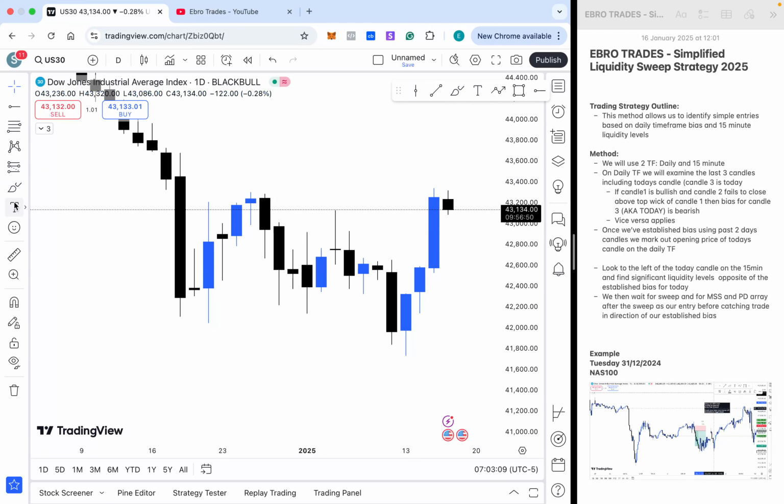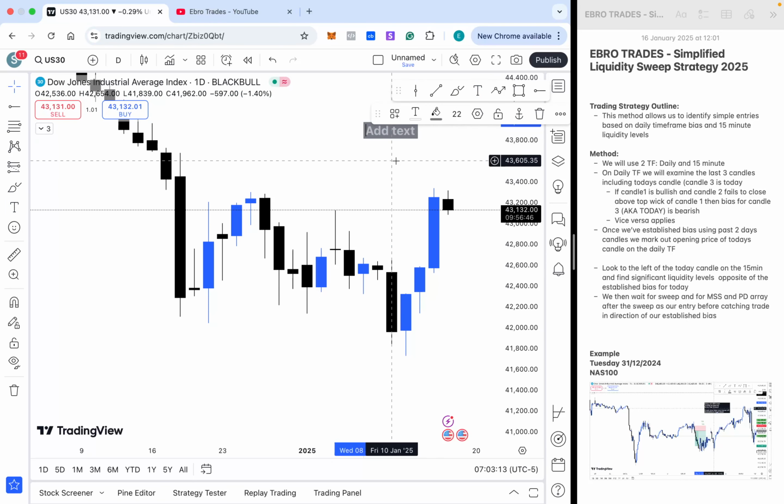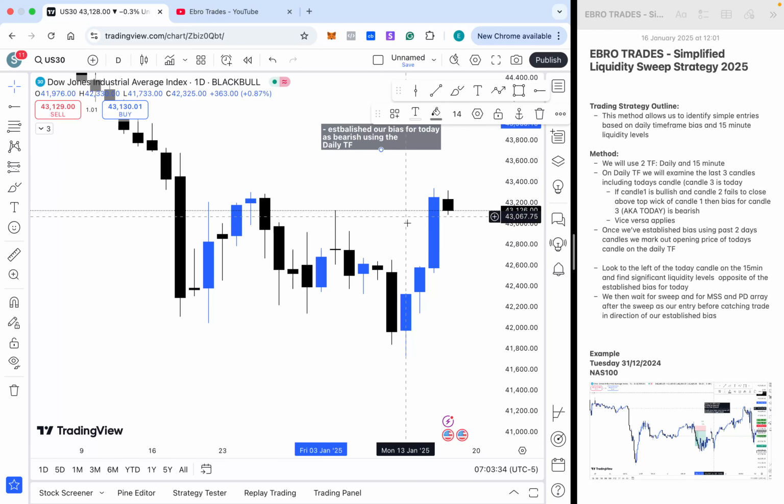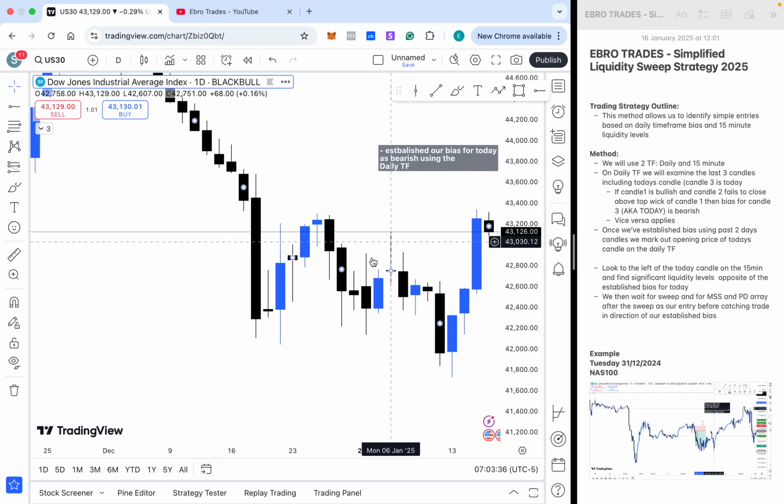So step 1 is established our bias for today as bearish using the daily time frame. Let's make this smaller. So we established our bias for today as bearish using the daily time frame.